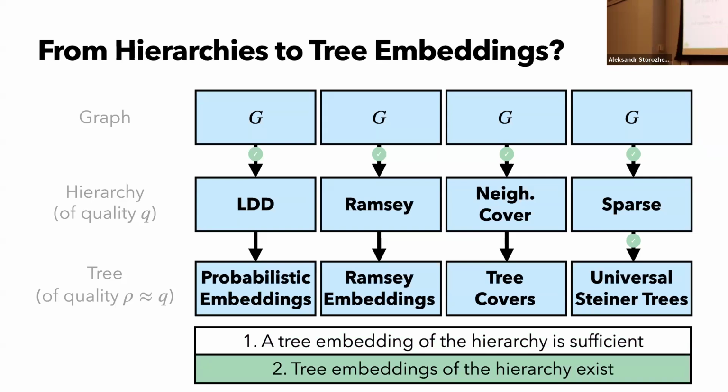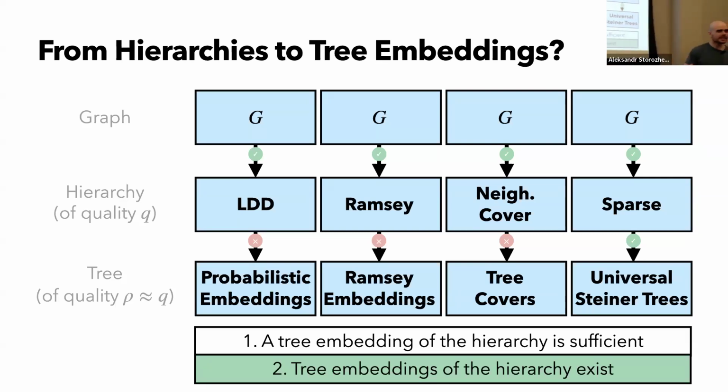This previous embedding really used the fact that this was a sparse partition hierarchy to come up with an embedding into a tree to get a universal Steiner tree. So we don't know how to go from these hierarchies to these notions of tree embedding. We know that if you could embed each of these sensitive hierarchies into a tree, then you would come up with the kind of embedding that you want.